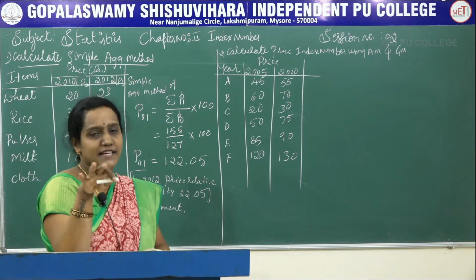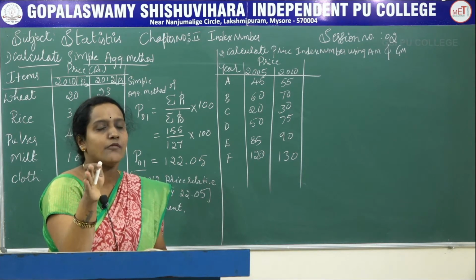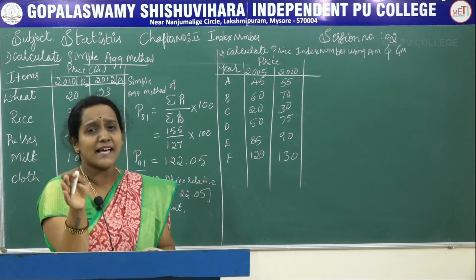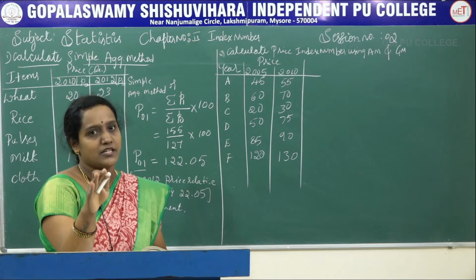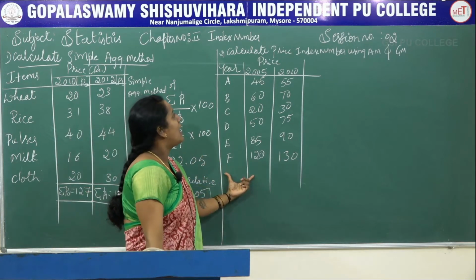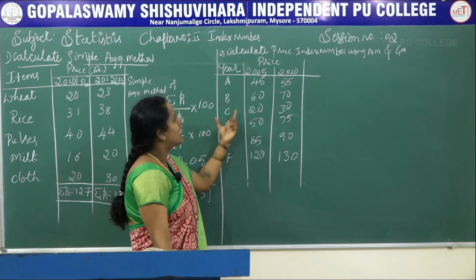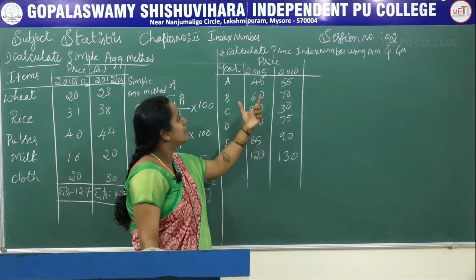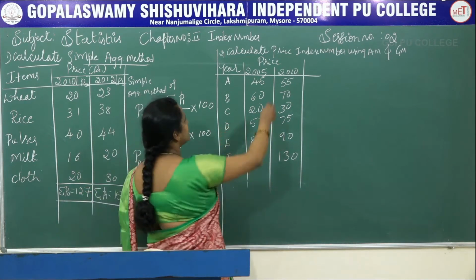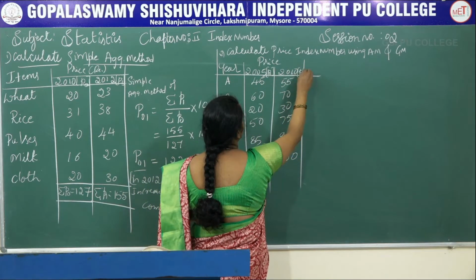And in the unweighted method we have one more problem, that is price relatives using averages, that is simple price relatives using averages. Averages are AM and GM. And this is the second problem. In this problem again we are having items A, B, C, D, E, F and prices of 2005 and prices of 2010. Price of 2005 we call P0 again, and price of 2010 is P1.